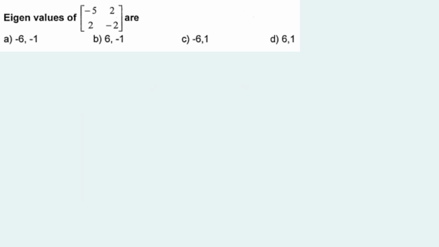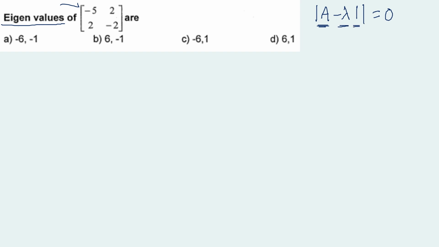Let's have a look at this question. Here a matrix is given. We need to find the eigenvalues of the given matrix. For that we know the determinant of A minus lambda I equals 0 yields a characteristic equation whose roots are eigenvalues. Here A is the given matrix, lambda is the eigenvalue, I is the identity matrix.